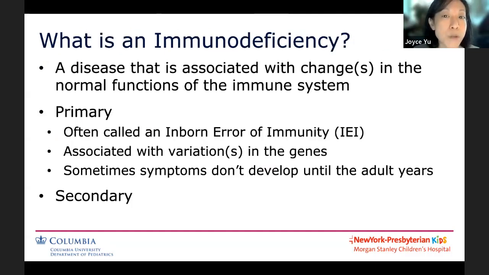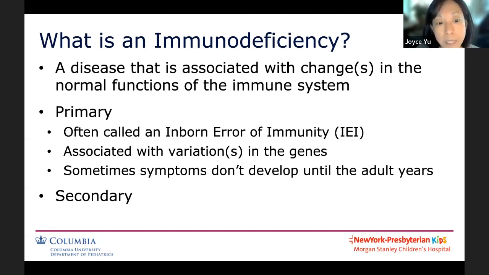So what is an immunodeficiency? Immunodeficiency is a disease that's associated with these changes in the normal functions of the immune system, as I just listed in the previous slide. We often classify these as primary or secondary. Primary deficiencies are often also called an inborn error of immunity, or IEI, because these are associated with variations in the genes that we're born with. Hence the word inborn.